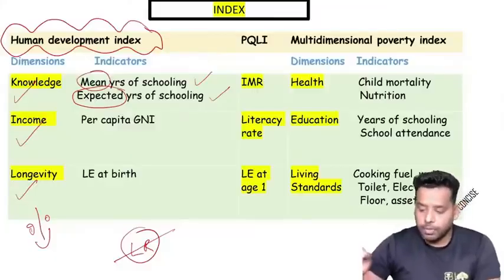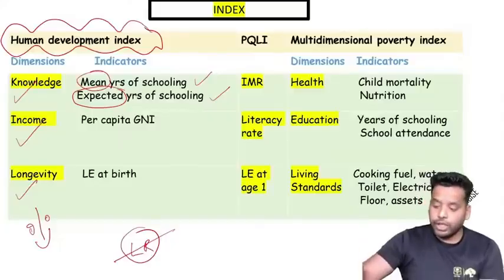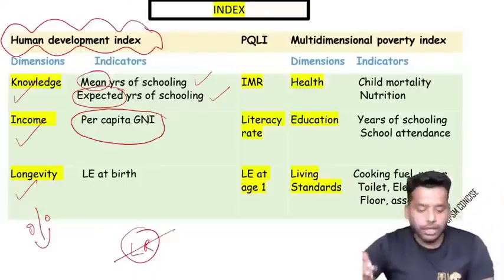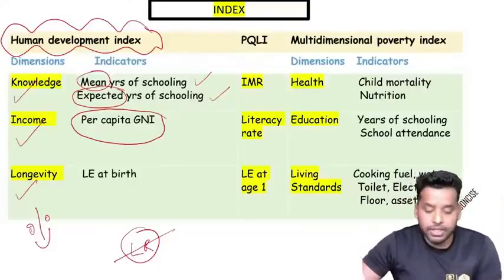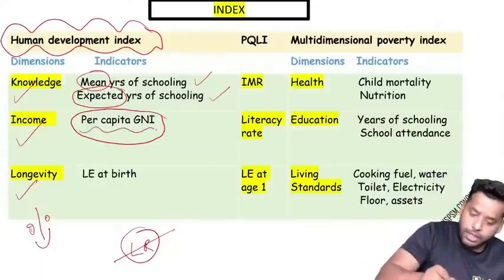Yes. Depending on the dropout rate. Within income, what is the indicator used? Per capita GNI. It is not GDP, it is GNI. Repeat, per capita GNI is used as an income indicator.